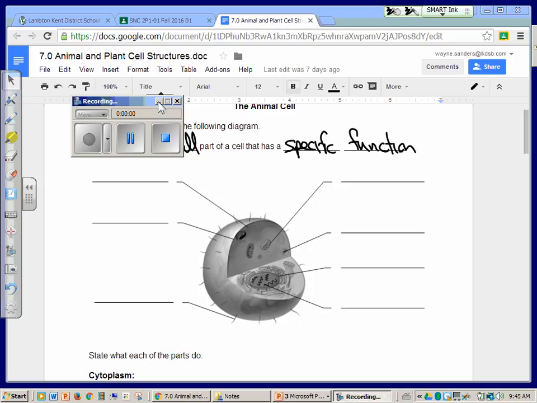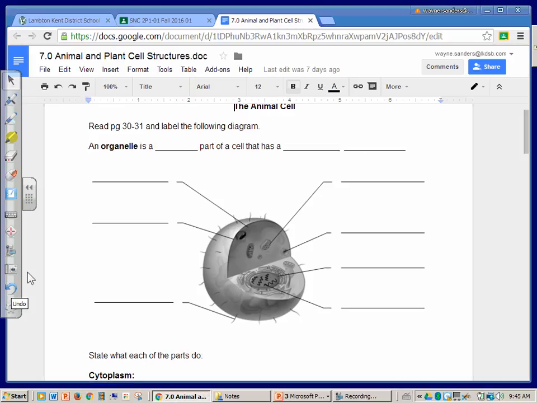It is a small part of a cell that has a specific function. And why does my writing disappear at that point? Why did it do that? Yeah, I don't know. Oh, there it is, back.